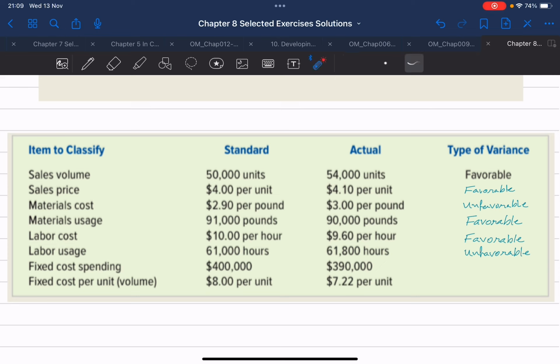Next, fixed cost spending. The standard was $400,000, whereas the actual is only $390,000. So that is lower. The actual is lower than the standard, so that would be a favorable variance.